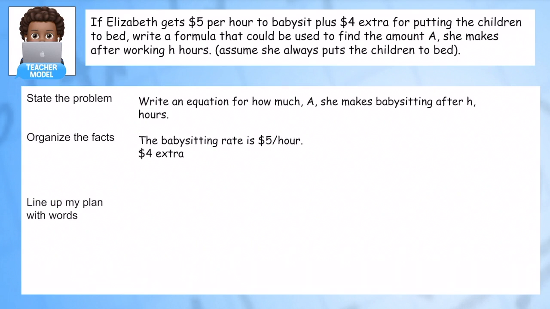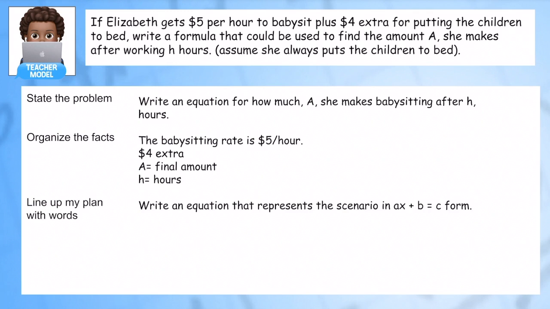So just from there, we can pretty much figure out what our A is and what our B is in the problem. And we know that A is supposed to be the final amount and H represents the number of hours. So here is my plan. I'm going to write that equation that represents the scenario in this form. And in this case, I do not have to solve. They didn't ask us to solve, and we can't solve for anything in this problem because we have two unknown variables. We don't know how much she makes at the end because we don't know how many hours. So we're only going to write the equation with A and H in it. Hit pause so you can jot this down in your notes.